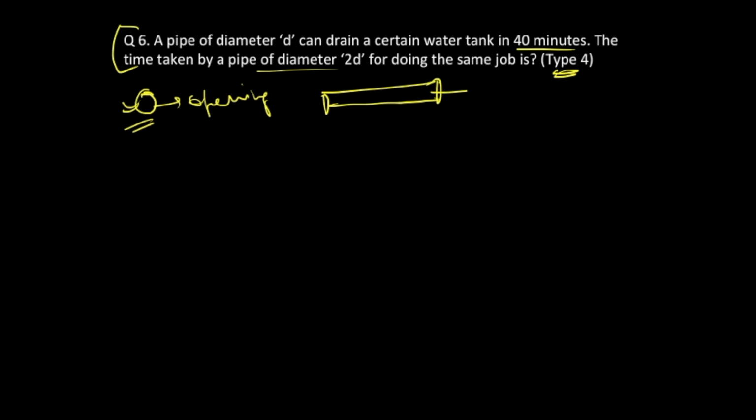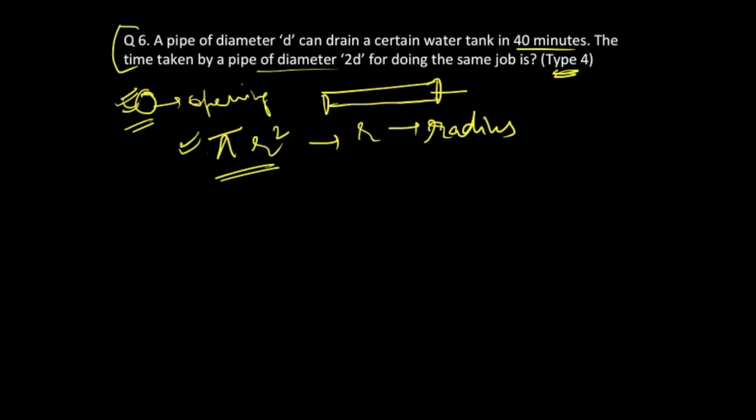The area of a circle is calculated by the formula pi r square, with r being the radius of the circle. So while calculating the efficiencies of these pipes, we are going to consider this area of the cross-sectional circle of the pipe, because the efficiency of those pipes is going to depend on the cross-sectional part of the pipe, and that is the circular shape.